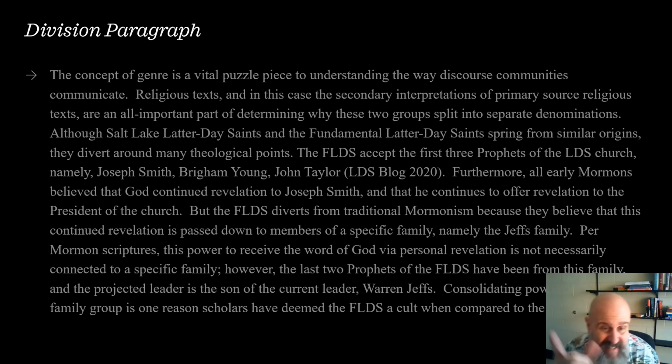And then this paragraph is something called a division paragraph, where they're showing how the group is different. Okay, so read those. If you think about a division paragraph, imagine all these like a conversation.